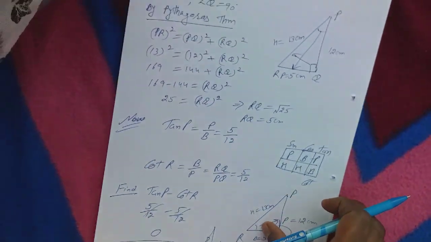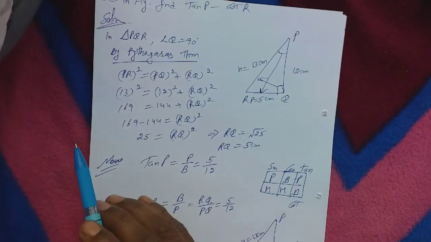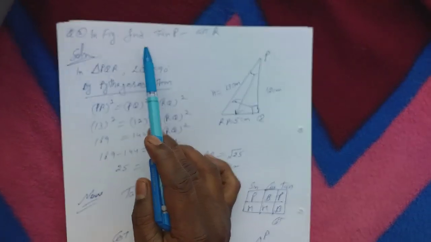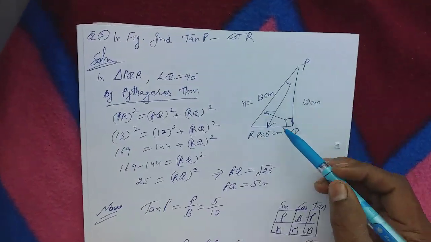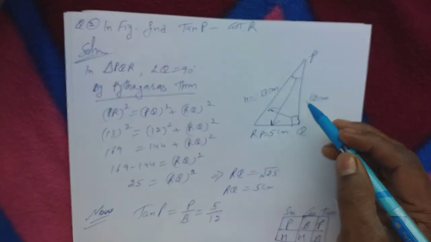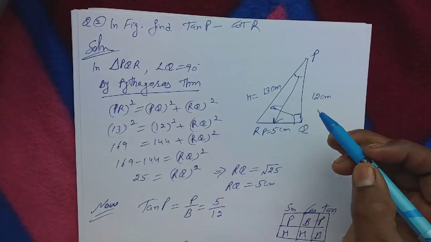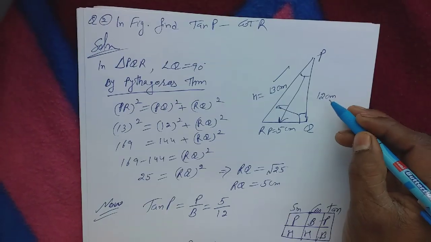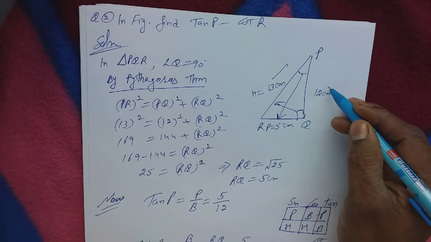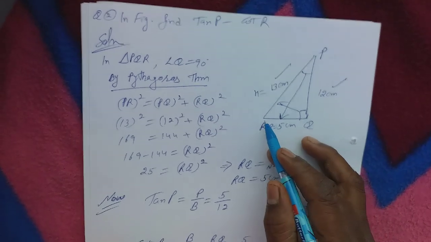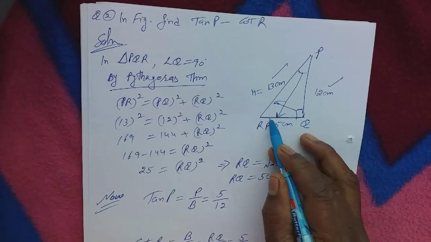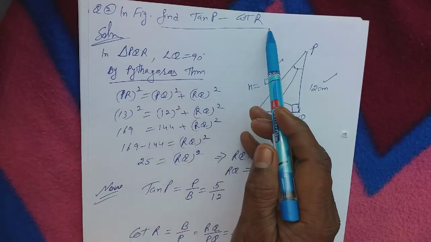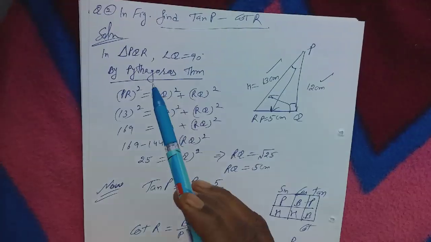Now the second question. In the figure that is given, this side is given and this side is also given. First of all, we will find the third side. Find tan P minus cot R.